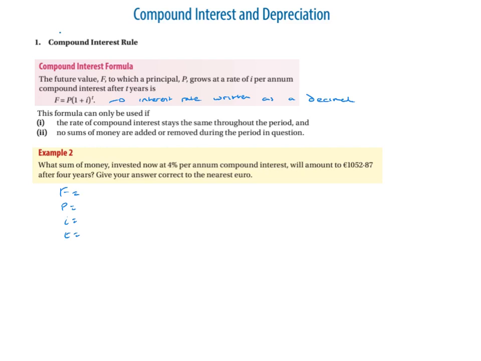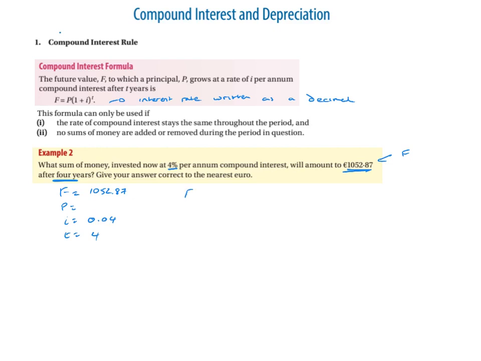So we know that we've got 4% per annum. I said to you to write it as a decimal, and 4% is 0.04. The future value, it says will amount to, so that's going to be my future value. So I now know that my future value is 1052.87. And we're told it's 4 years, so t is equal to 4. Get the formula, put everything we know in, and we can solve from there.